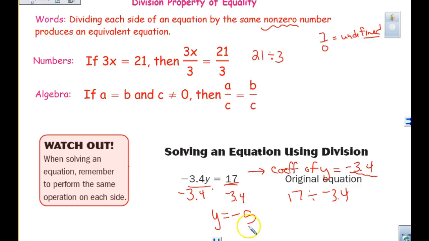Whitney, how do you know when to divide? You always divide by the coefficient of the variable. So you have to identify the coefficient. Did you get negative 5? Yes, I did get negative 5. You did get negative 5, yes.